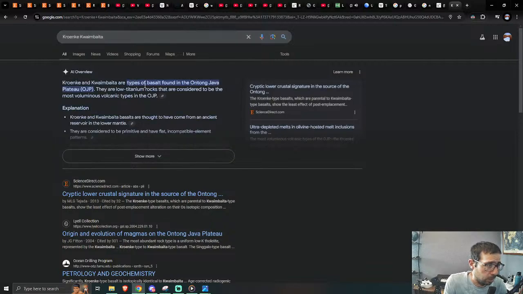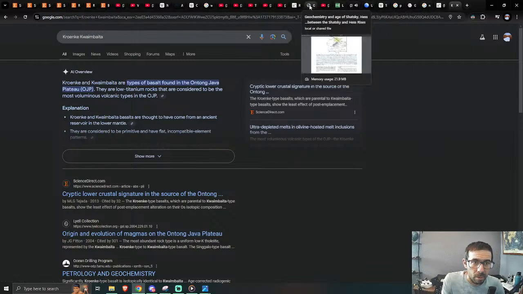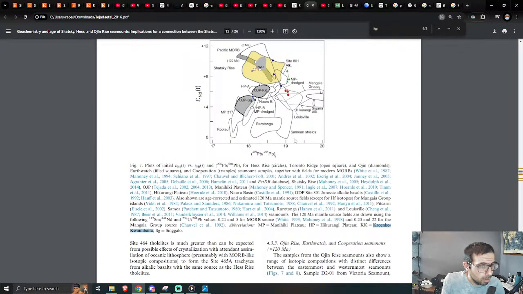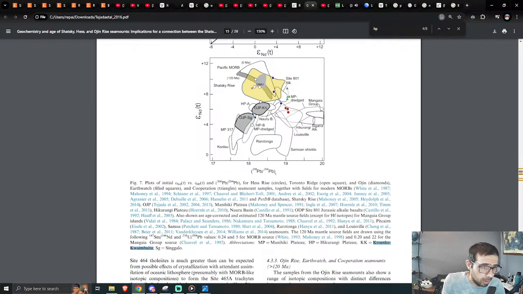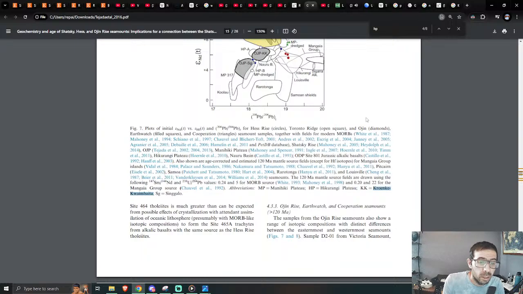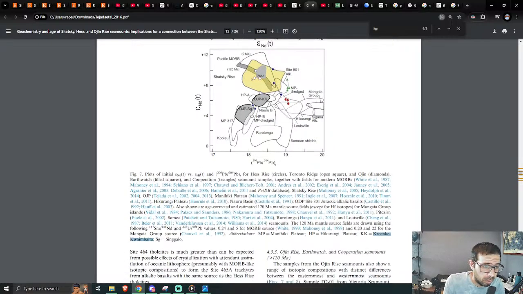Whoa, types of basalt found. Low titanium rocks that are considered to be the most voluminous volcanic types in the Ontong Java Plateau. Oh, so Ontong Java Plateau, that variety rock, and then that variety rock, Singalu, I guess, is what those letters mean.